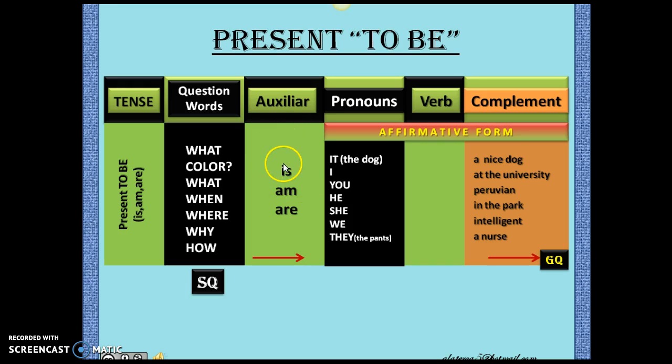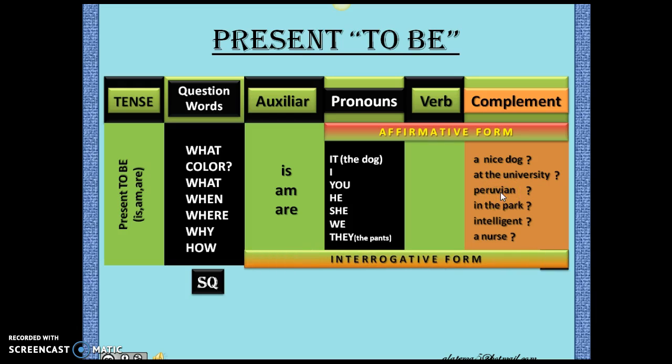Now, but what happens when the verb is here? When the verb is in this position, we are making a question, okay? An interrogative sentence. But when you start by the auxiliary, the pronoun, the verb, and the complement, you are making a general question. And when you start by the question word, you are making a specific question, okay? After the question, you put a question mark, okay? Interrogative form.